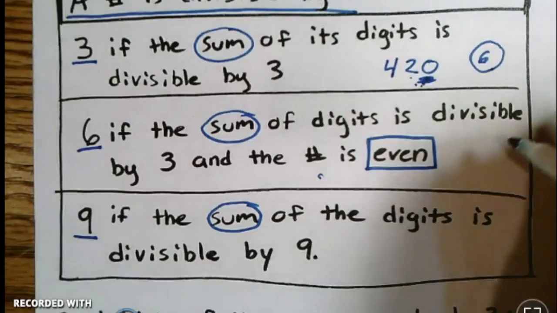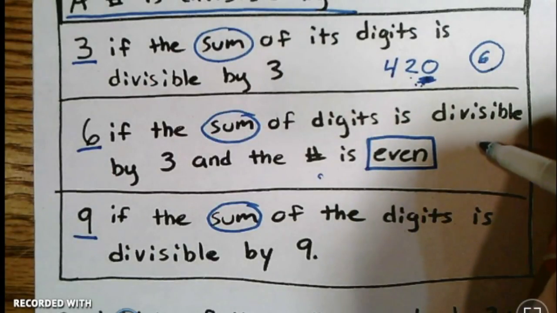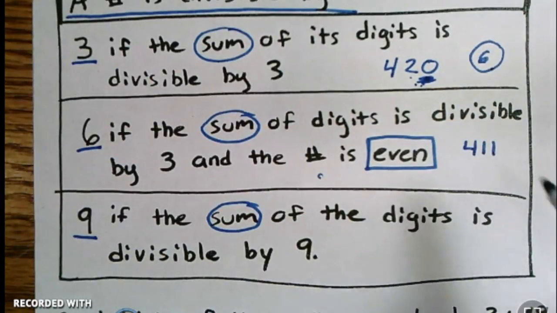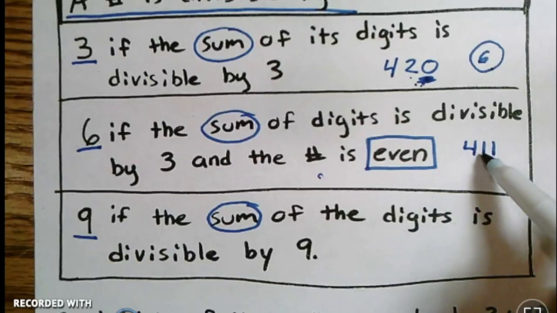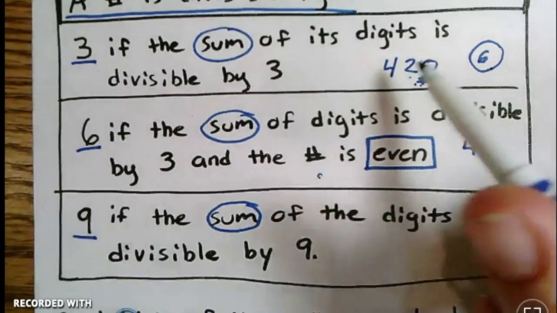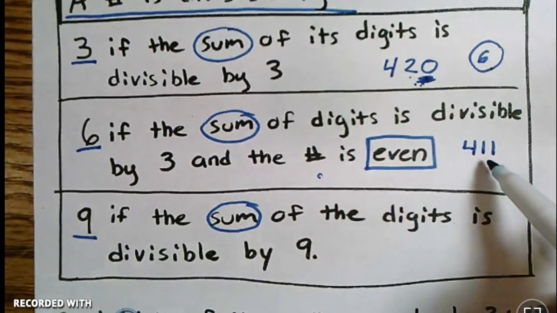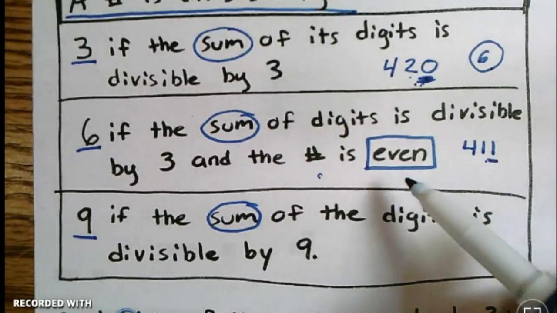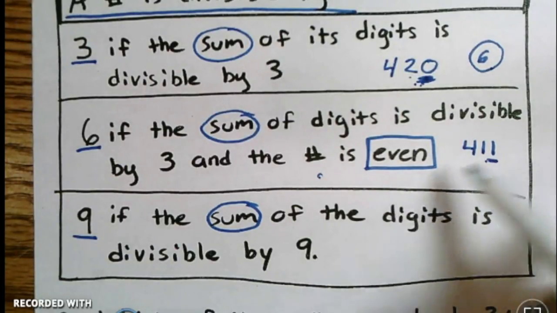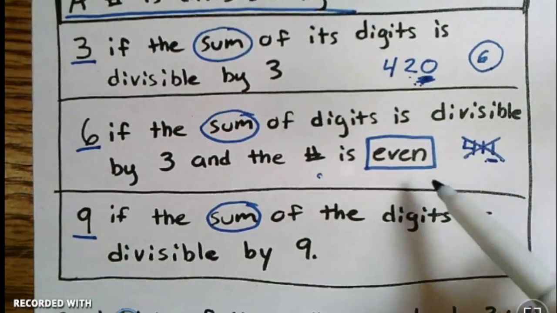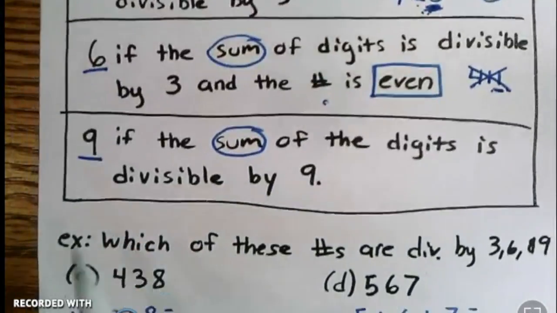Now, on the other hand, if I did, let's see, all right, 411. So 411, 4 plus 1 is 5, plus 1 is 6. So 411 is also divisible by 3, but because it's not even, it is not divisible by 6. So this is a little trick for you just to know that right away. So we're actually going to cross it off so you don't think that it is.